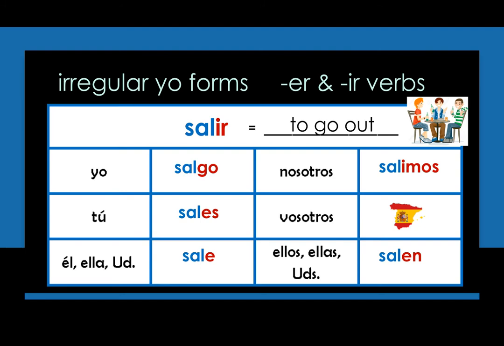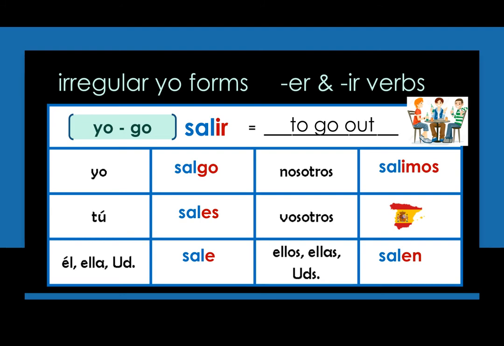Whoa, what happened in the yo form? Sales, sale, salimos, and salen, those are all regular. But when we look at salir in the yo form, it says salgo. So this is called a yo-go verb. We saw this with tener, and it became tengo in the yo form. This is similar. Salgo. I go out, yo salgo.